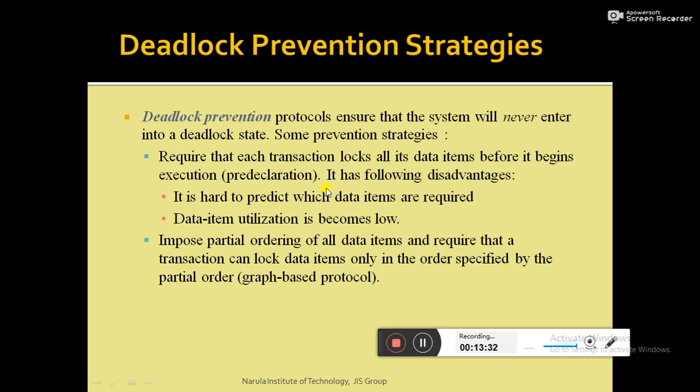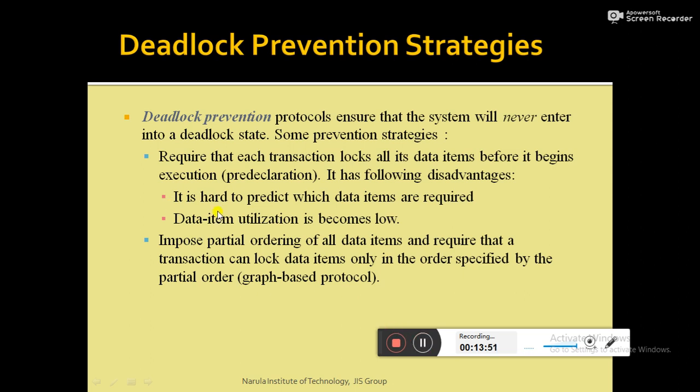But it has the following disadvantages. The first disadvantage is that it is not always possible to predict which data items are going to be needed. So it's very difficult to predict which data items are required.